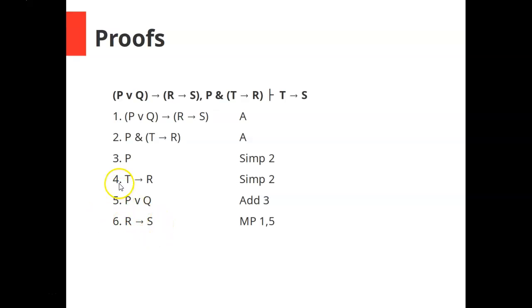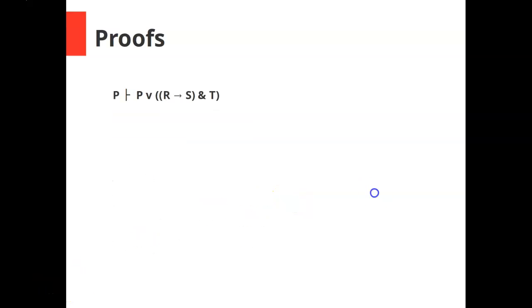But now if you look at 4 and 6, we have if T then R and if R then S. So we are, in fact, going to use hypothetical syllogism like we sort of predicted. On line 7, we get if T then S, and that's exactly where we want it to go. So we are done.